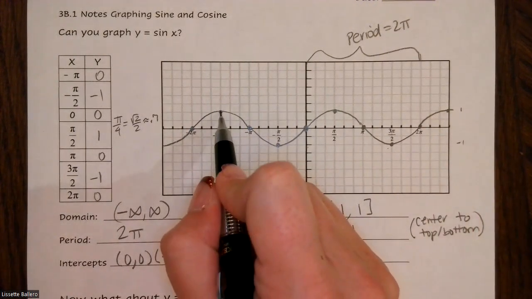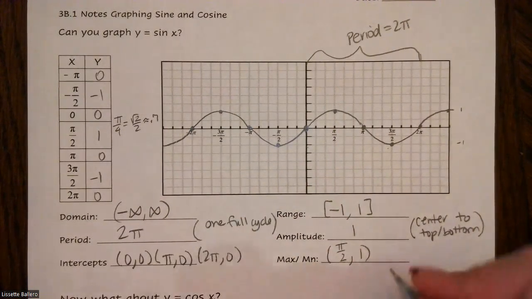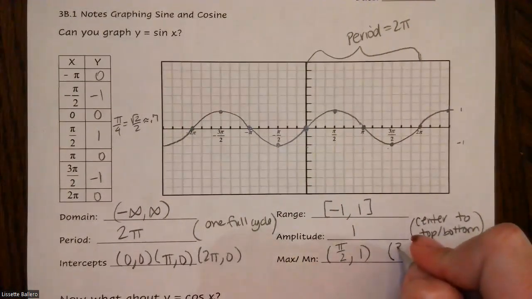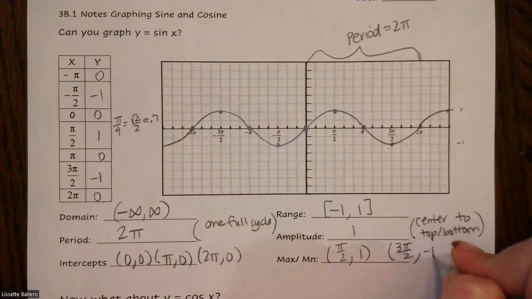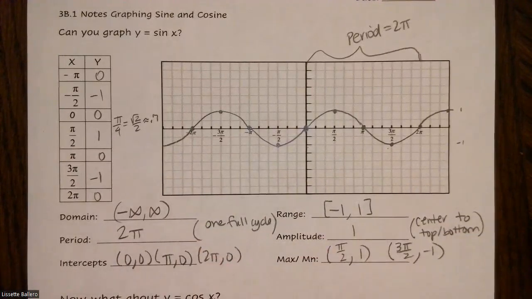Notice 2 pi this way, there it is. Every single 2 pi, you're going to be back at the top of the graph, our max. And then for the min, we've got 3 pi over 2 and -1. And again, every 2 pi, you'll be back at that -1.